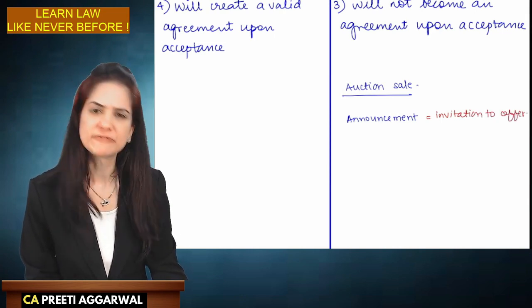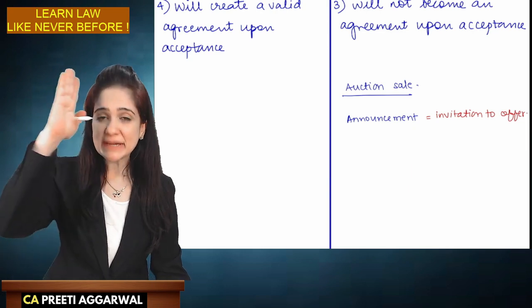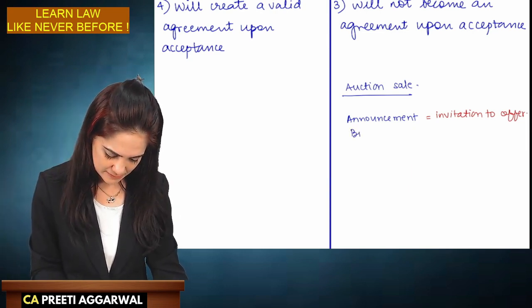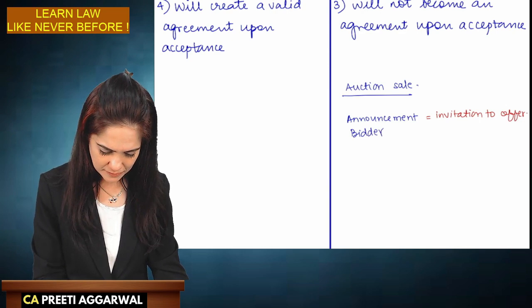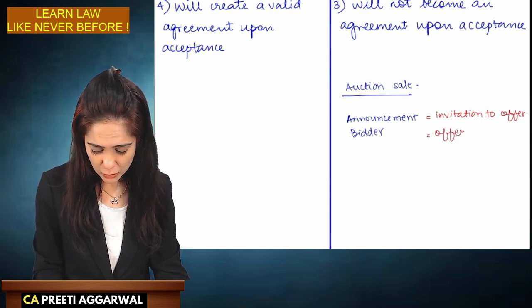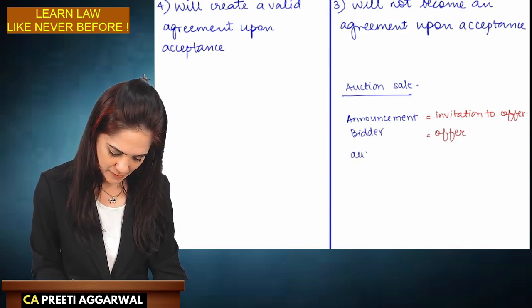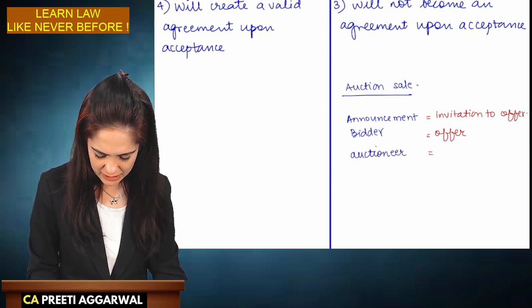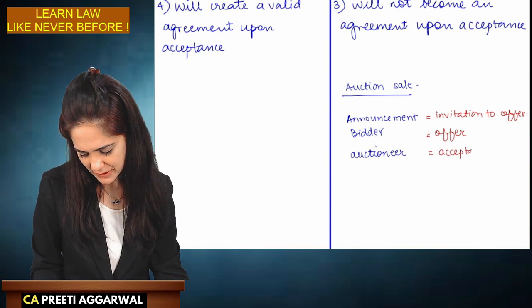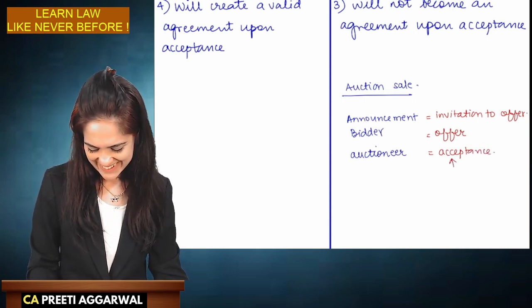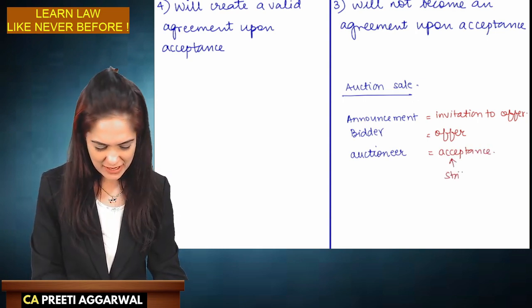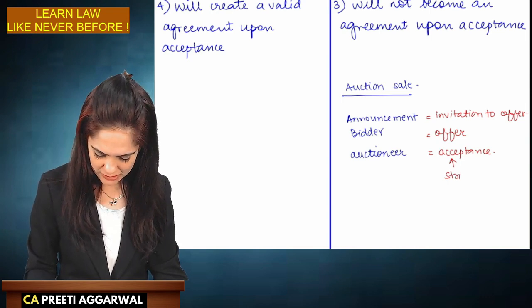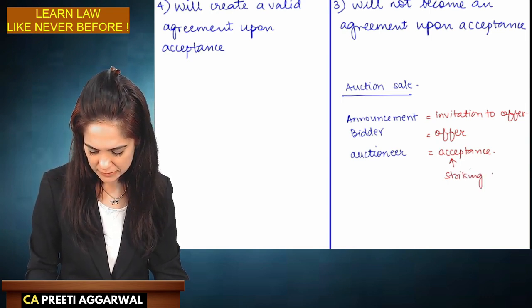Then who gives the offer? The bidder gives the offer. Yes, the bidder gives the offer. And who accepts it? The auctioneer. He gives acceptance. How does he give acceptance? By striking of the hammer. Very good, students. Very good. I'm so proud of you.